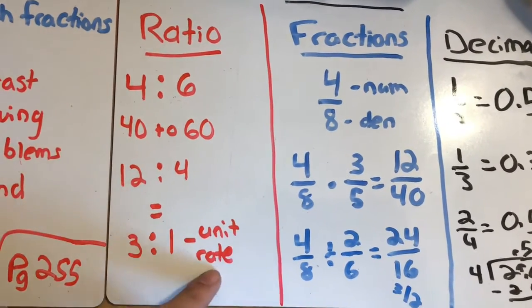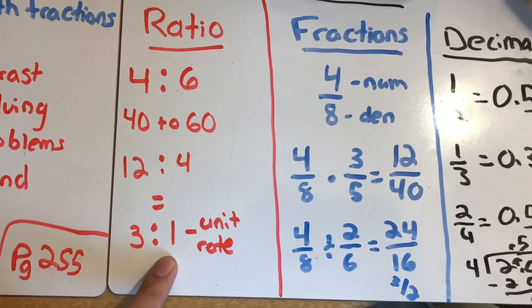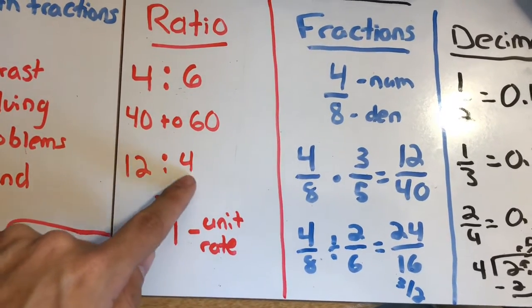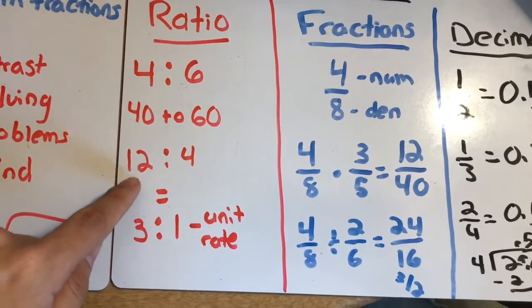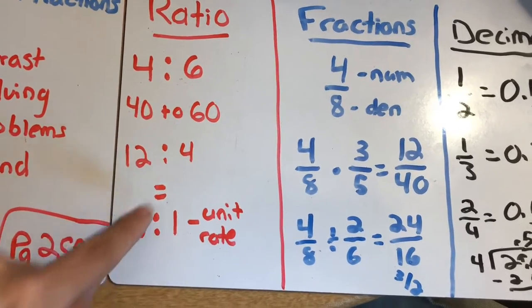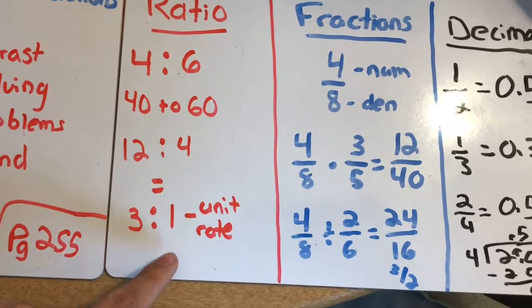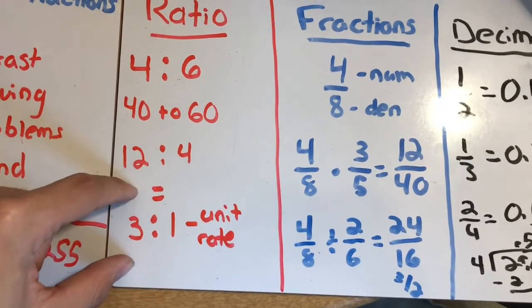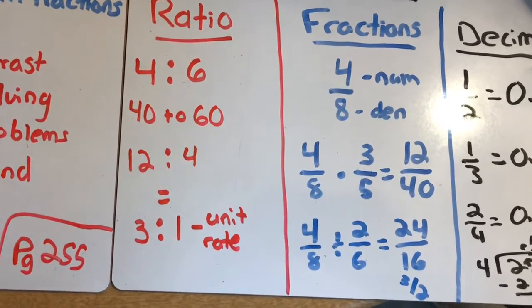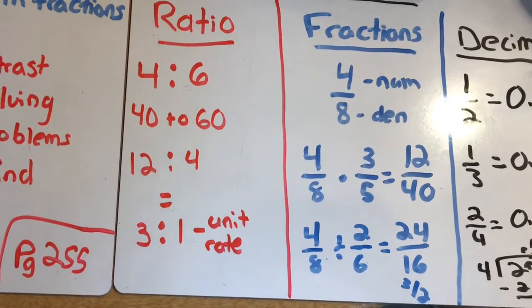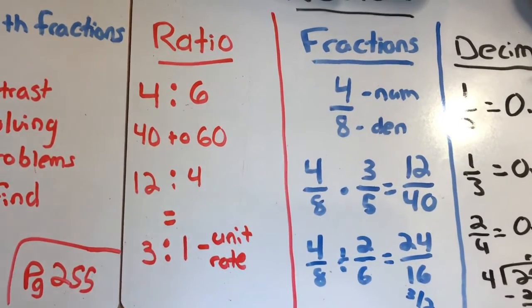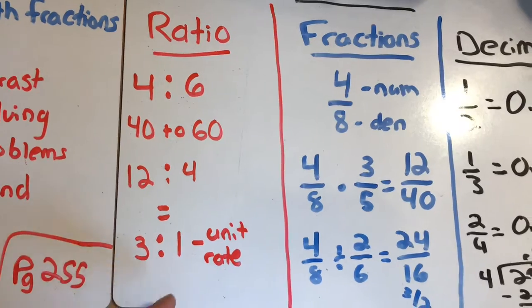Sometimes you want to find what we call the unit rate, the rate per one. So in this case, I would divide both numbers by 4 to get 12 divided by 4 is 3, and 4 divided by 4 is 1. So the unit rate would be 3 to 1. Once you have the unit rate, you can find out how many depending on the amount. So if you want to know how many 7 batches it would have, you'd multiply both numbers by 7 if this was a recipe.